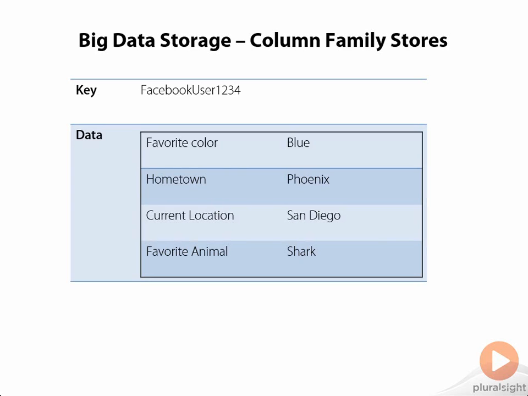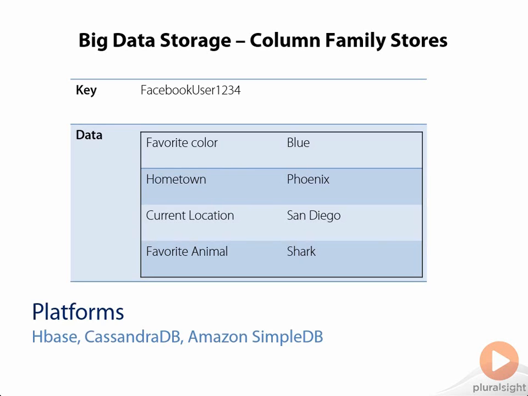You'll notice here that a family of columns live together for a specific key. And that's how it's similar to a key value pair, but is different in that it's a column family that lives together. Databases in this category are some very popular ones: HBase, Cassandra, and Amazon SimpleDB.